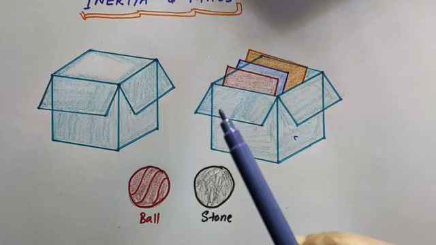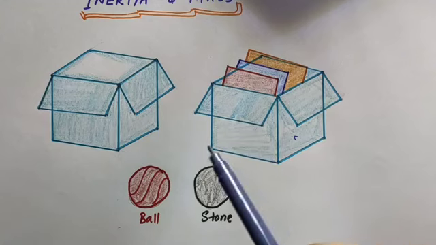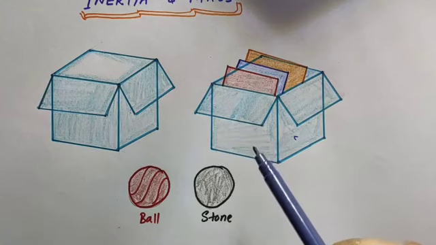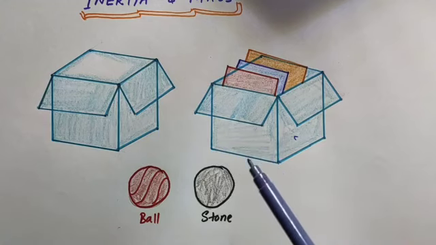Inertia of an object is measured by its mass, or we can say that the mass of an object is a measure of its inertia. More the mass, more the inertia.